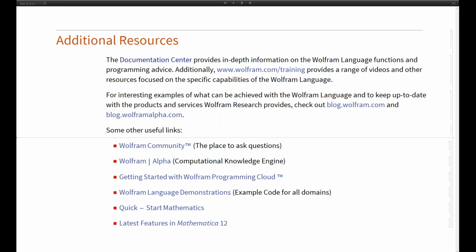Even the demonstrations website has more than 11,000 demonstrations. Wolfram has been around for more than 30 years, so that's 30 years' worth of collected demonstrations where you can have a look at the code, figure out how a specific solution was created, and the demonstrations are there for you to copy and paste. But there is also more to Mathematica than just math.